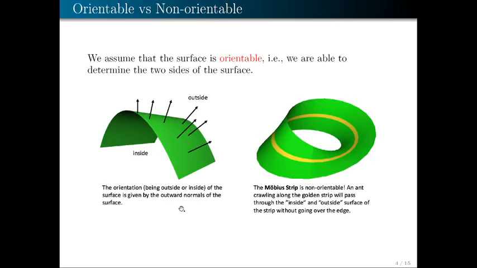A surface is said to be orientable if we are able to determine which is the outside and the inside of that surface. So we have two sides basically. The outside is where the outward normal vectors are all pointing, just like in this case. And the inside would be where all the inward normal vectors are pointing, or the negative of these vectors here. On your right, we have the surface called the Möbius strip, and this is an example of a non-orientable surface because it only has one side.